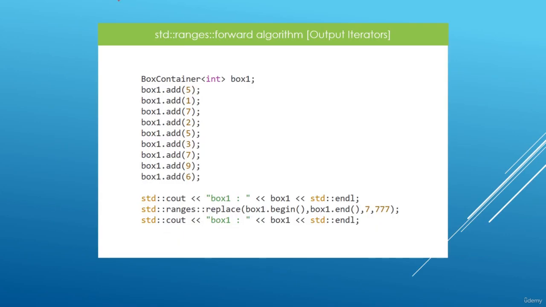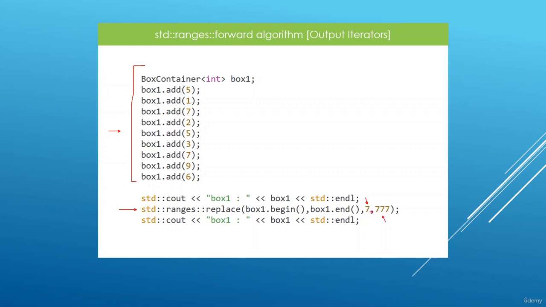We want to set up a box container and put in some data. And we want to use our box container with the replace algorithm. What we really want to do is find each instance of 7 and replace that with 777. We're going to see how this plays out.